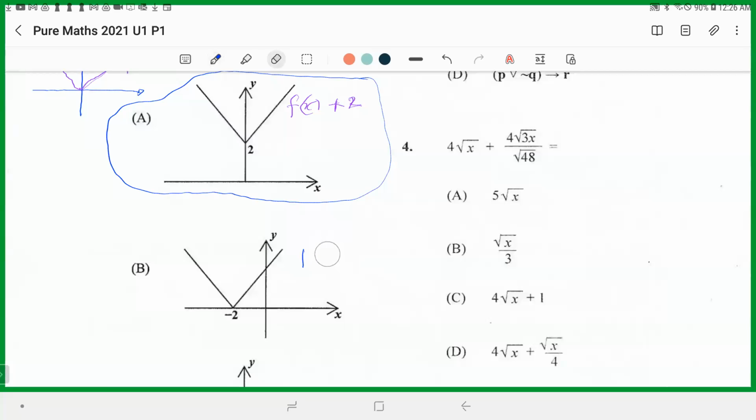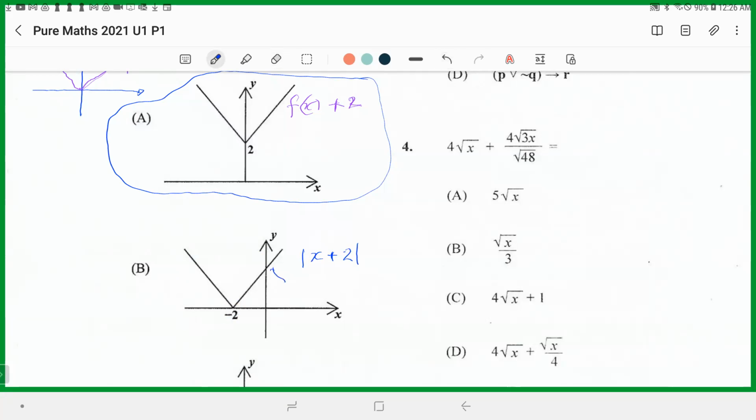And for one, you can try values in it. When you shift a graph to the left, you increase the x value. If you shift it to the right, it will become x -. Therefore, you can try values on this and see if it works. So for example, when x equals -2, you're going to get 0 in here. So that corresponds to that.